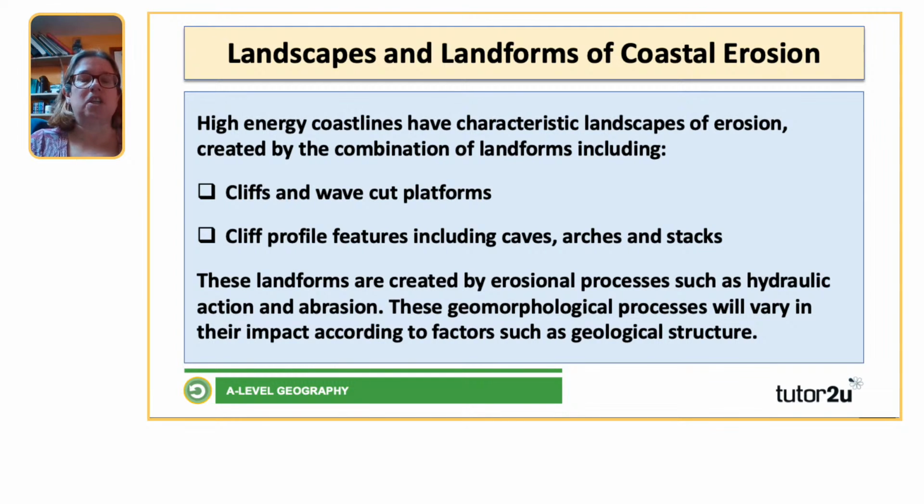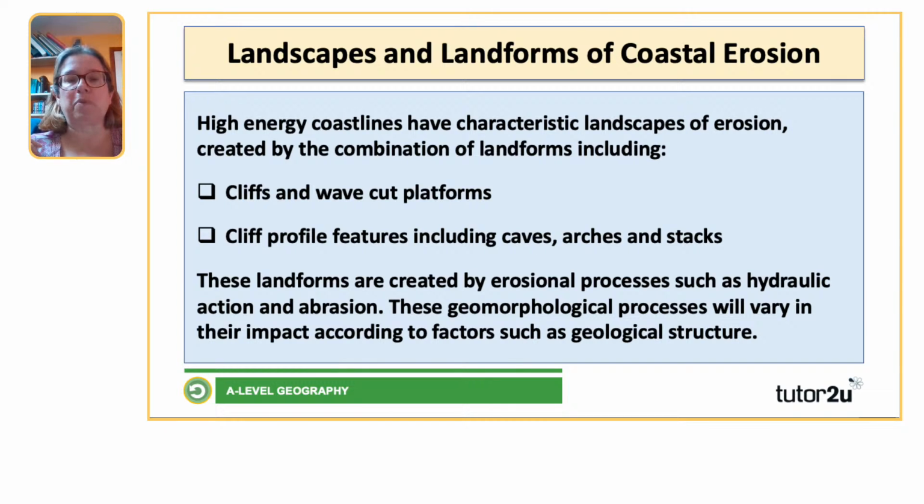So we've got the high energy coastlines that Brendan was just talking about so brilliantly. They have the characteristic landscapes of erosion, and they have combinations of landforms which might include cliffs and wave-cut platforms. You might also have cliff profile features, including caves, arches, and stacks. And when I asked about your favourite coastlines earlier, some people were putting Old Harry. So, of course, Old Harry down at Swanage is a fantastic example of headlands where you've got the caves, arches, and the stack of Old Harry himself.